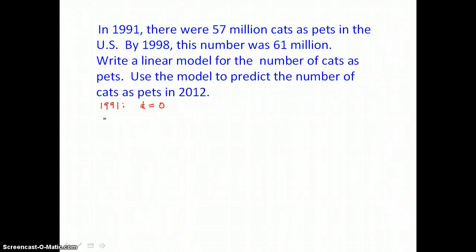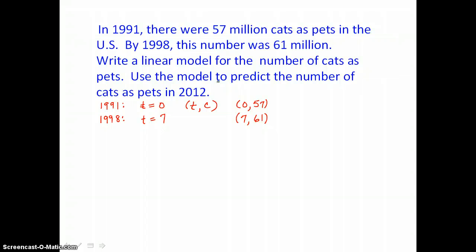And in 1998 then, 7 years later, t is going to equal 7. Okay, so our ordered pairs will have time and number of cats. So I'll let C equal the number of cats in millions. So for 1991, when time is 0, the number of cats is 57 million. And in 1998, when time is 7, the number of cats is 61 million. So that gives me two ordered pairs.